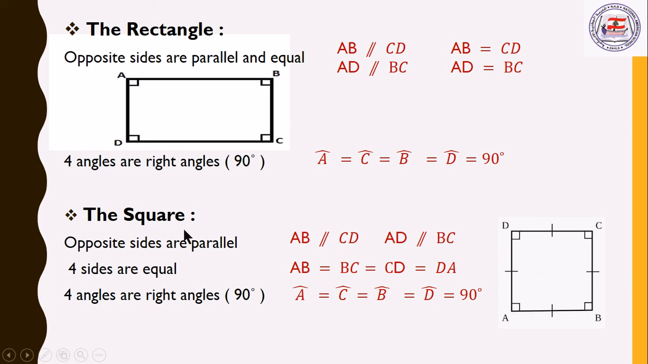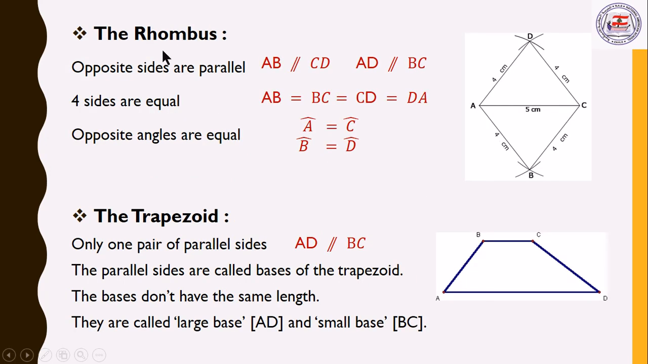Now, the difference between the square and the rectangle is that here we have four equal sides. In the rectangle, opposite sides are equal. The rhombus. Opposite sides are parallel. Here we have AB is parallel to CD. AD is parallel to BC. The four sides are equal. Here the four sides are 4 centimeters. Opposite angles are equal.